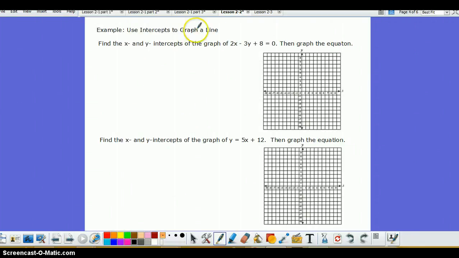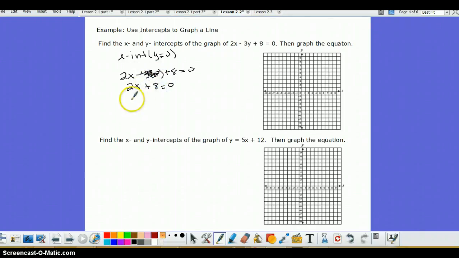Alright, use intercepts to graph a line. So find the x and y intercepts of the graph 2x minus 3y plus 8 equals 0, then graph the equation. So remember, with an x-intercept, y equals 0. So in this case, that's 2x minus 3 times 0 plus 8 equals 0. So that's 2x. Negative 3 times 0 is just 0, plus 8 equals 0.